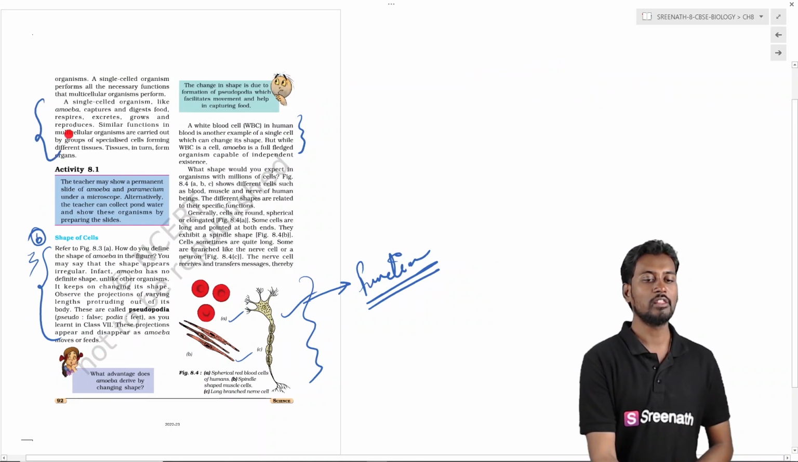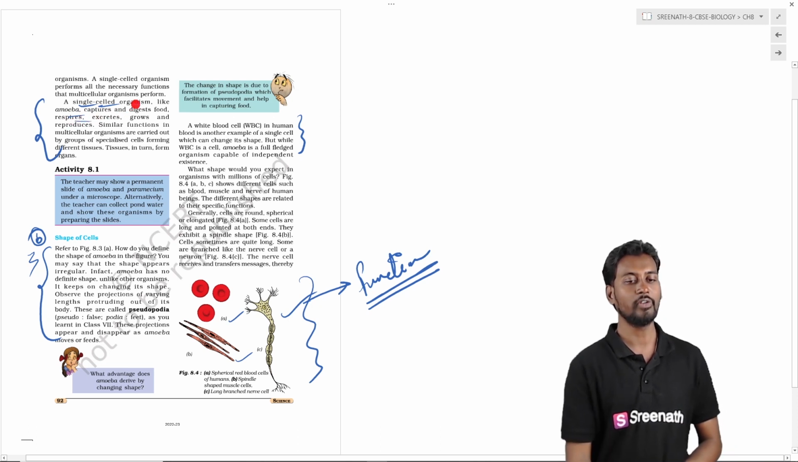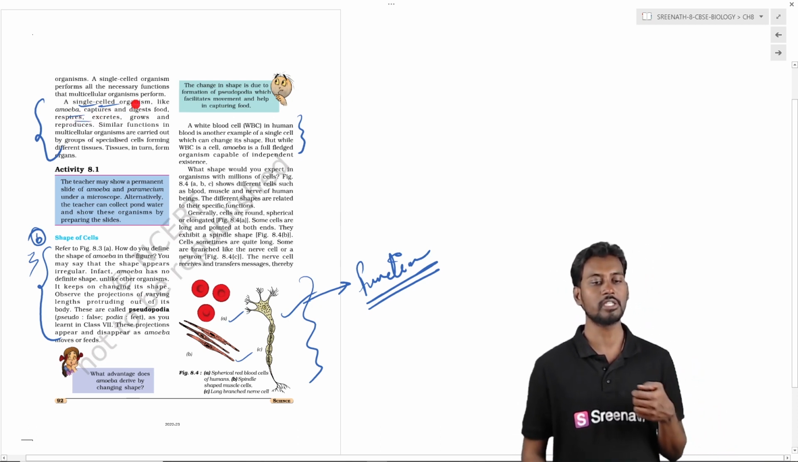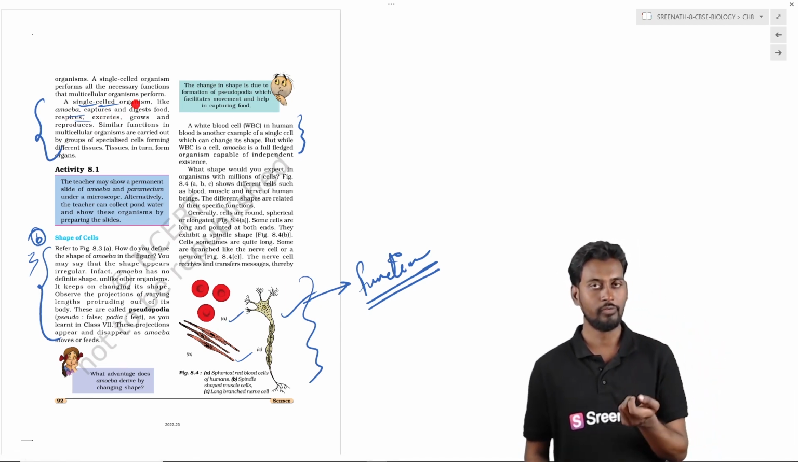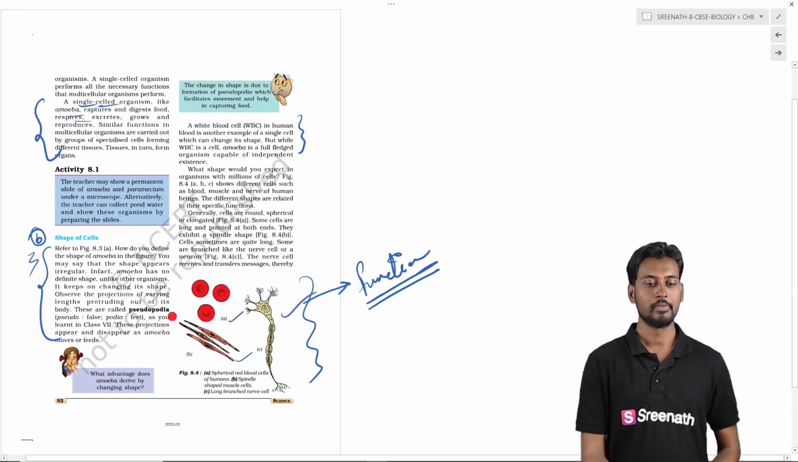So the single cell organisms are categorized under unicellular organisms, and they show the different functions like respiration, excretion, growth, reproduction and digestion, and everything takes place in a single organism. Example, paramecium and the amoeba.